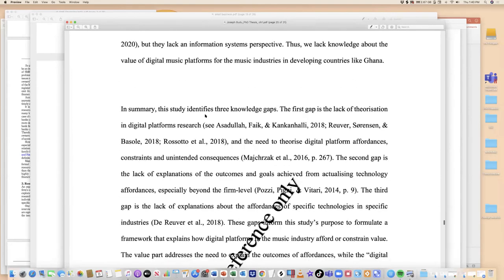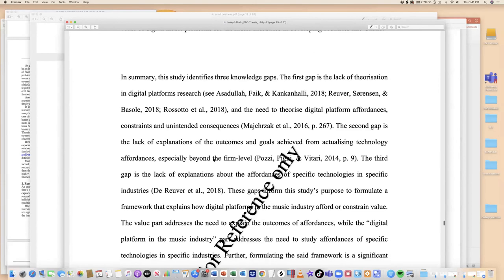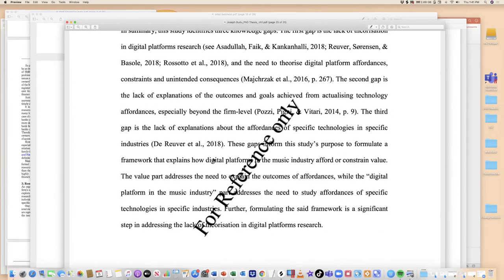In summary, the study identifies three knowledge gaps. The first is the lack of theorization, and the need to theorize digital platform affordances, constraints, and unintended consequences. The second gap is the lack of explanation of outcomes and goals achieved in actualizing technology affordances beyond the firm level. The third one is the lack of explanations and affordances of specific technologies in specific industries. So these gaps inform the study's purpose: to formulate a framework that explains how digital platforms in the music industry afford a constrained value.